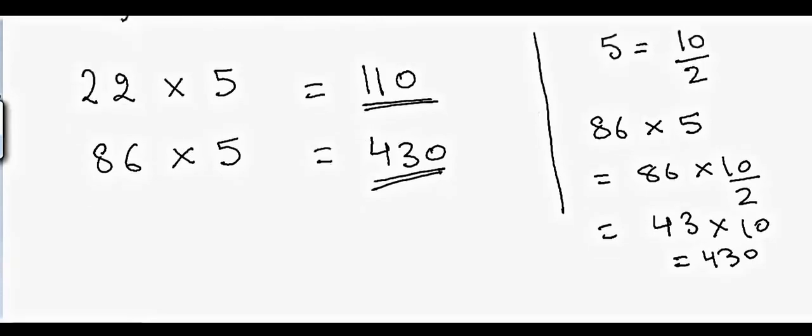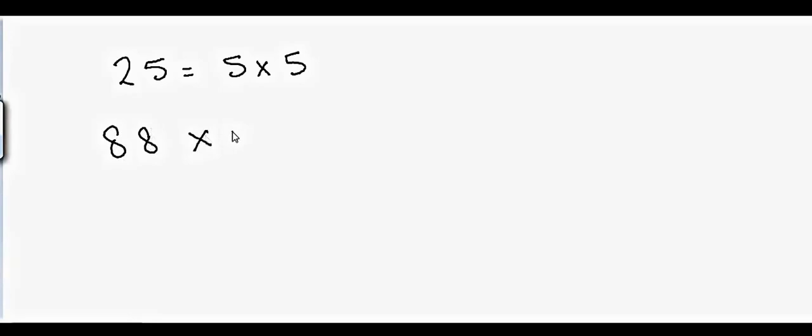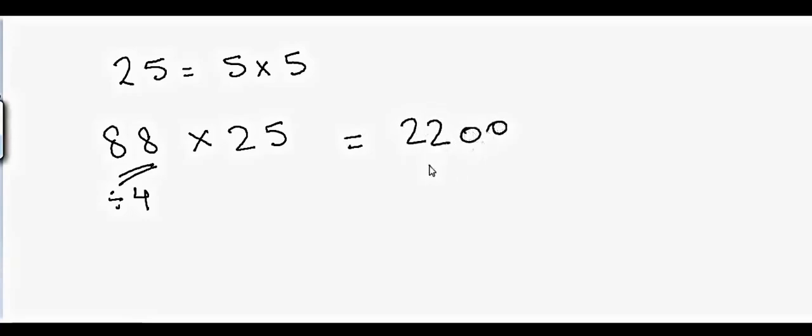Now let's go to 25. If I have to multiply any number by 25, we know that 25 is equal to 5 into 5. So instead of dividing by 2, we will divide by 4. So now suppose I have 88 and I want to multiply it by 25. So in this case, I will divide 88 by 4. So that will be equal to 22, and then I put 00 in the end. So that is my answer.